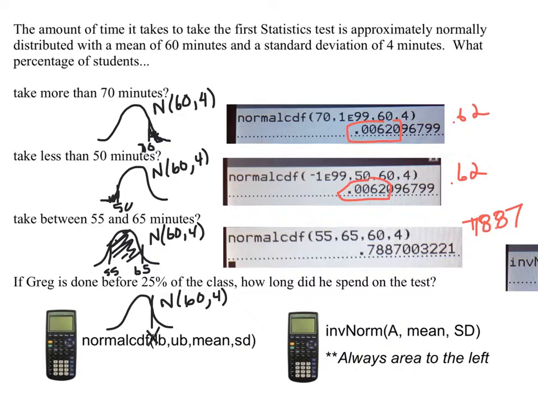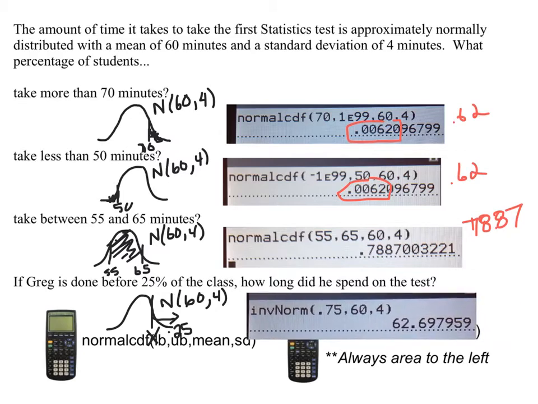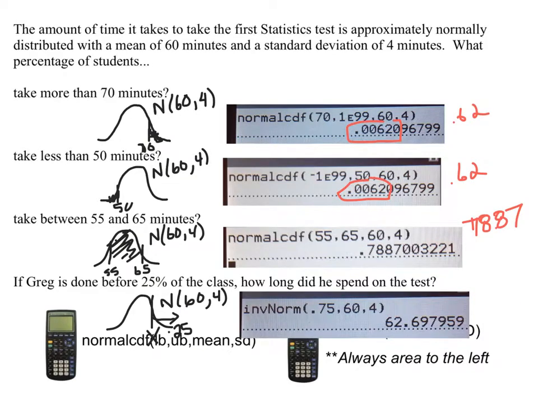I'm kind of running out of room. Put the X, and you draw an arrow and signify that there's 0.25 up there. Now remember, the calculator always wants percentage below, so of course that will be 0.75. So let me drag in what you'll see or what you'll type. So Greg took 62.7 minutes.